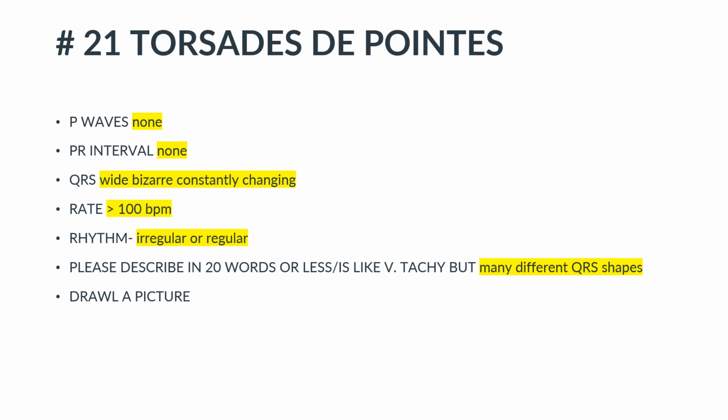All right, so this is Torsades De Pointes, also known as polymorphic ventricular tachycardia. All right, so because this is a ventricular rhythm, there's no P waves, there's no PR. The QRS is wide and bizarre. Now, Torsades De Pointes means twisting of the points. And so what's happening is the QRS is constantly changing. I also like that name, polymorphic ventricular tachycardia. Poly meaning many, morphic means shape. So many shape ventricular tachycardia.